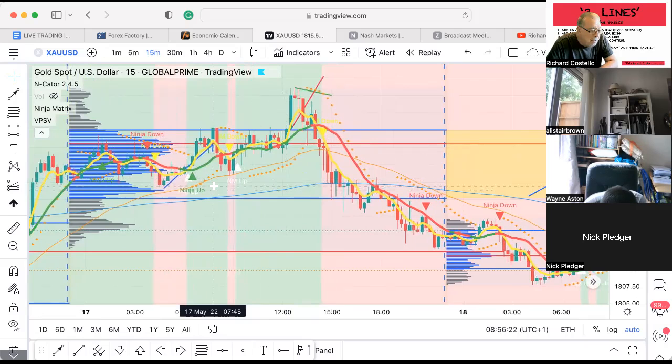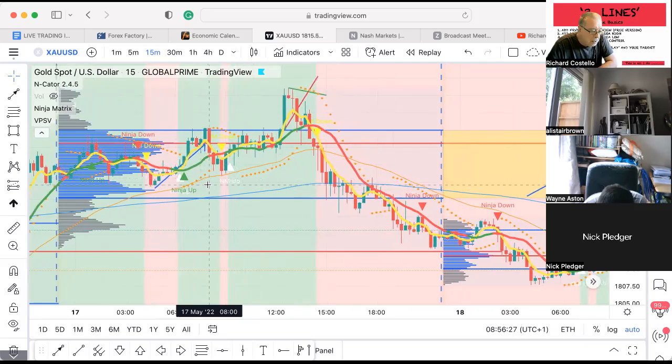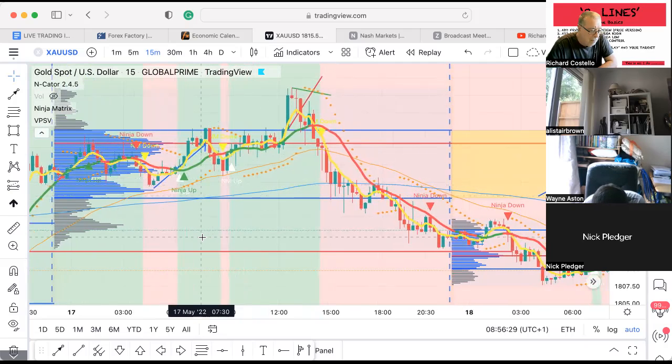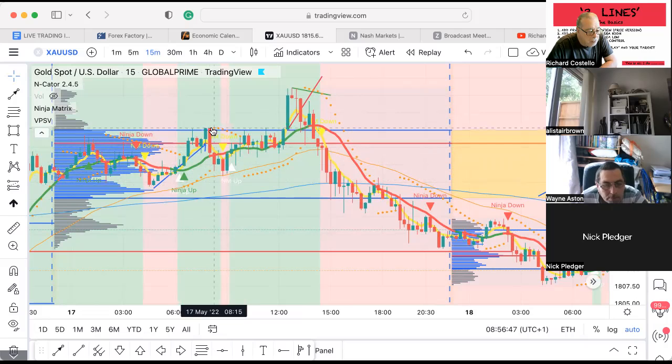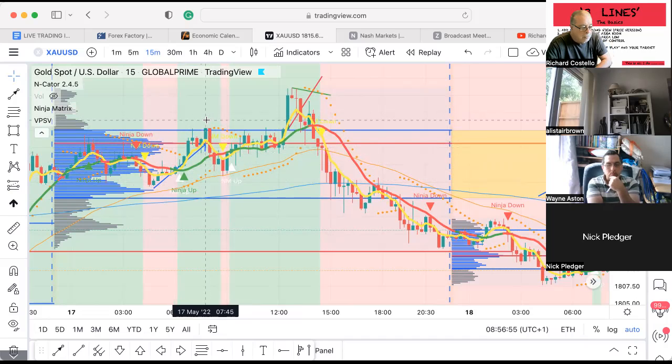The thing that might prompt me to stay in that trade, because I've done this for quite a long time now, and I've got the experience and the confidence to do it, is that the matrix remained at green. The matrix was still green, and that would give me confidence to stay in if I wanted to. But as you can see, it was still green when price turned in the opposite direction. So that can work against you sometimes.